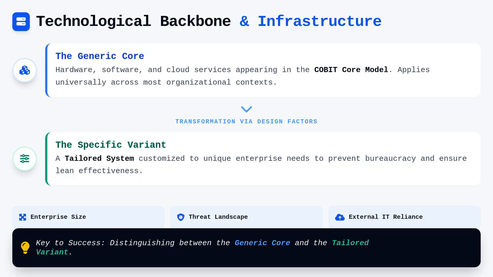Understanding this distinction between the generic core and the tailored variant is the key to passing the exam and implementing COBIT in the real world.